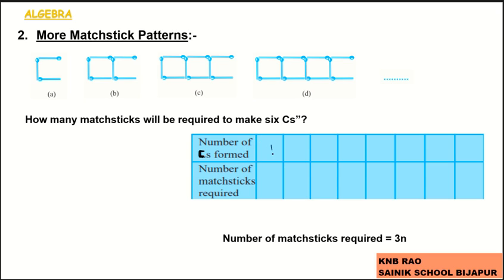For 1 C, 3; for 2 C's, 6; for 3 C's, 9 matchsticks. You can count and check if you want: 1, 2, 3, 4, 5, 6, 7, 8, 9. For 4 C's, 12 matchsticks, for 5, 15, for 6, 18 are required. That is the answer here. And for n number of C's, you require 3 times n. This 3n gives you the generalization which I formed with the help of an unknown number or letter n.